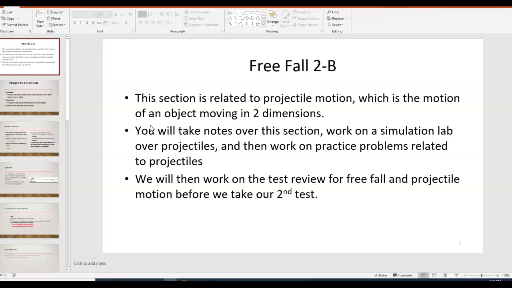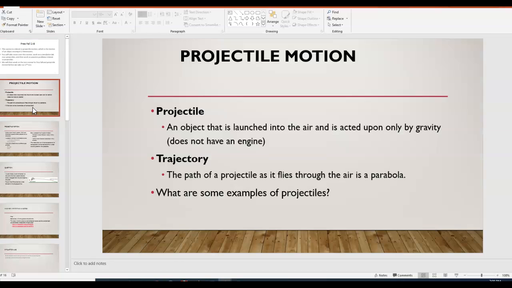So in this section, you're going to take notes, of course. You do have a simulation lab to work on over projectile motion, and then you'll have a practice assignment and a quiz. So just to review, a projectile is an object that is launched into the air and is acted upon only by gravity. So these are not things that have an engine. So a helicopter or an airplane or a bird flapping its wings, those are not projectiles.